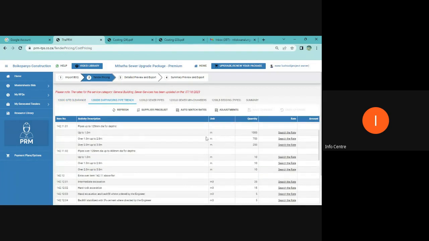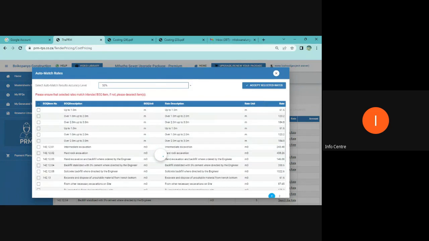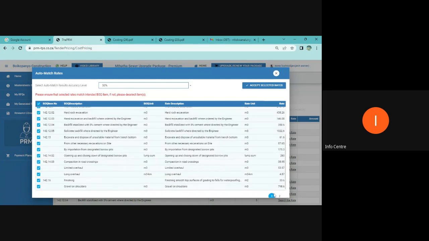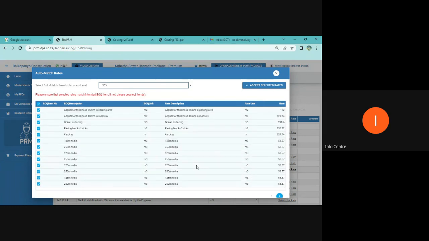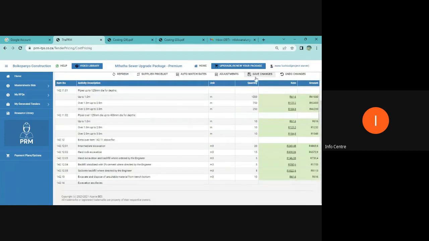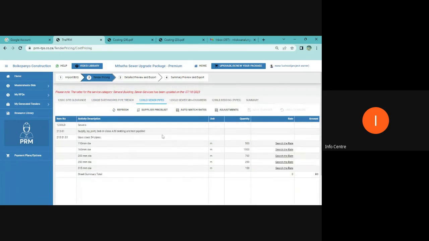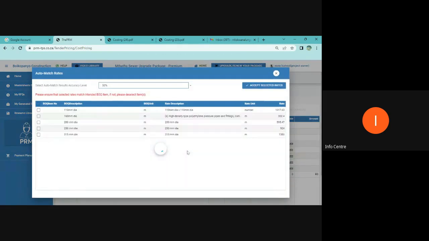You go to the second one, you just click on auto match. It clears the previous search, it enters the new search. And then from there, it actually gives you everything that matches. Remember to double check unit and unit, rate and rate description so that everything checks out. I click here and I accept. Once I accept, everything is here. Then I press save changes and I move. Sewer pipes, I click on auto match. It clears the previous search, gives you my new search.